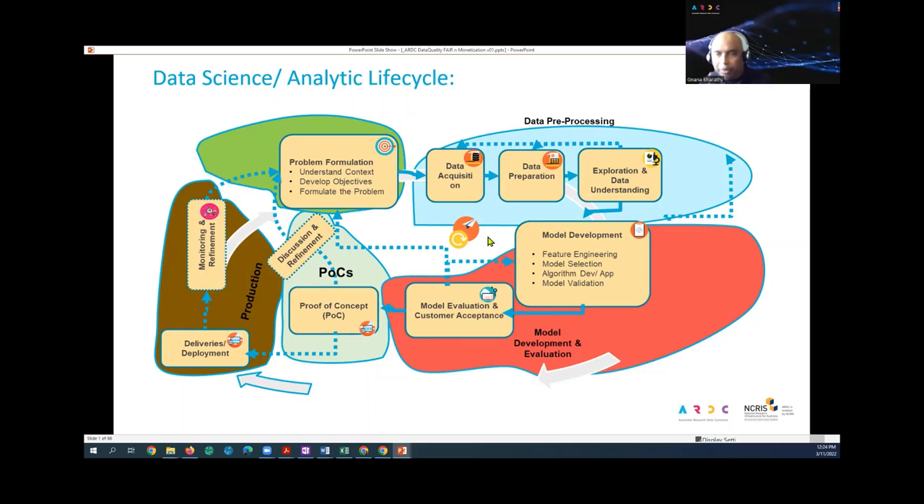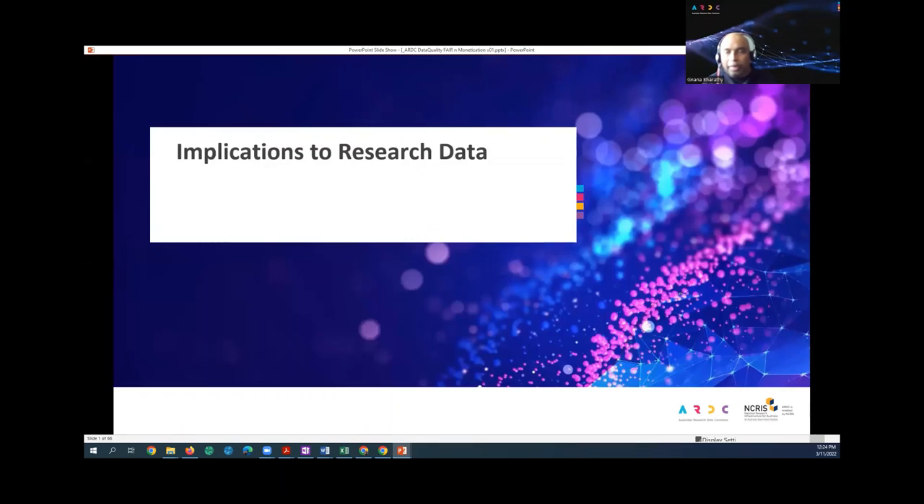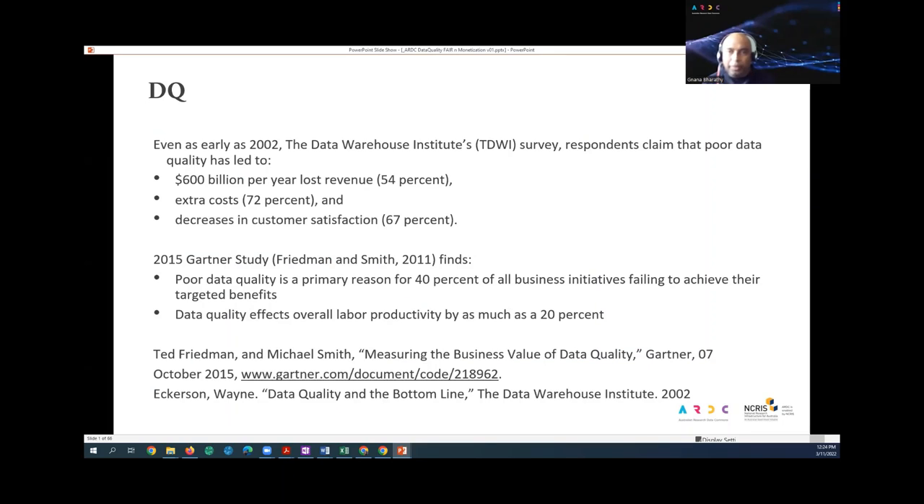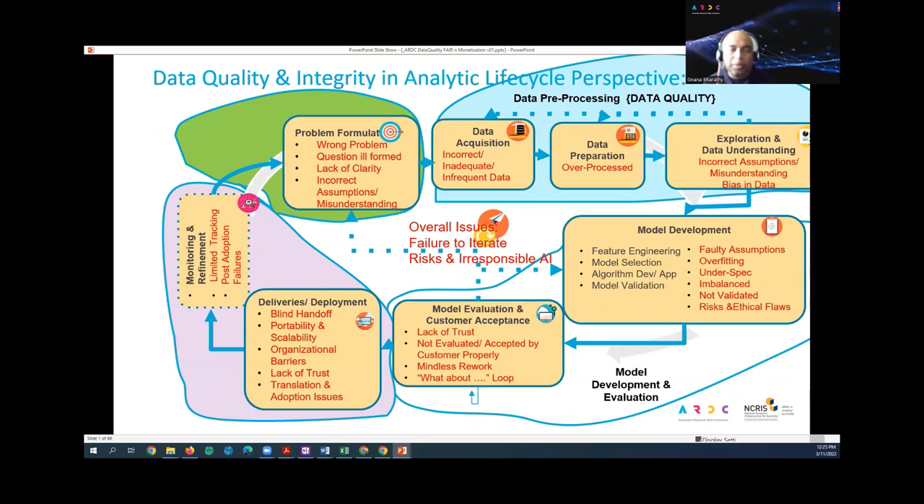But we know that data quality itself has been a serious impediment, both in industry and in academia, for actually realizing the value. And billions have been estimated to contribute to that. But particularly, the opportunity to address data quality is in the early stages, in the problem formulation and the data processing part, which is where most of the data quality management occurs. But it also spans the entire life cycle process.